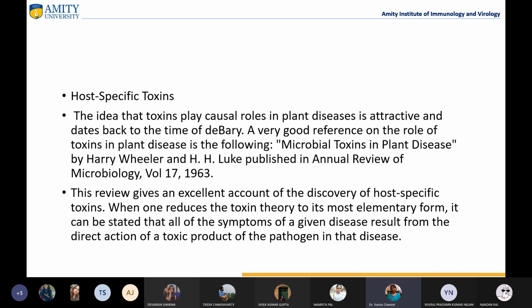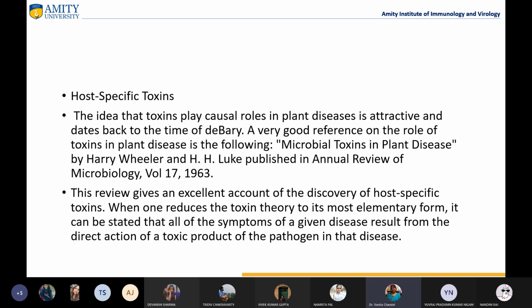So a very good reference on the role of toxins in plant diseases, microbial toxins in plant disease, was basically published in the Annual Review of Microbiology in 1963. And this review gives an excellent account of the discovery of host-specific toxins, right?